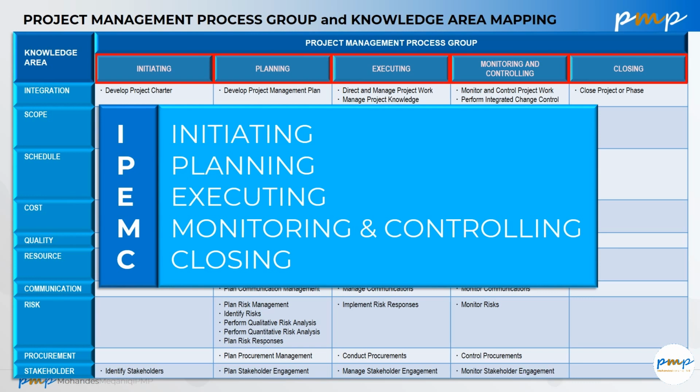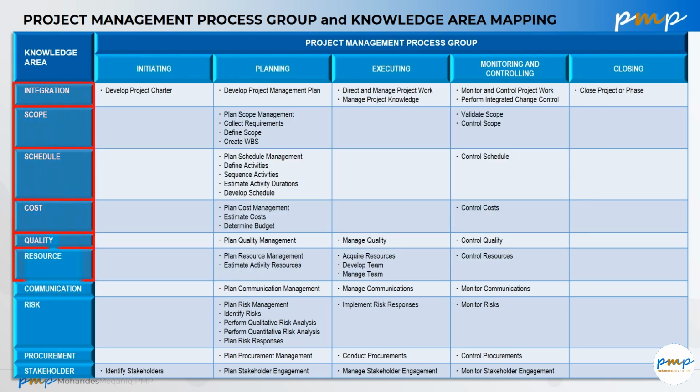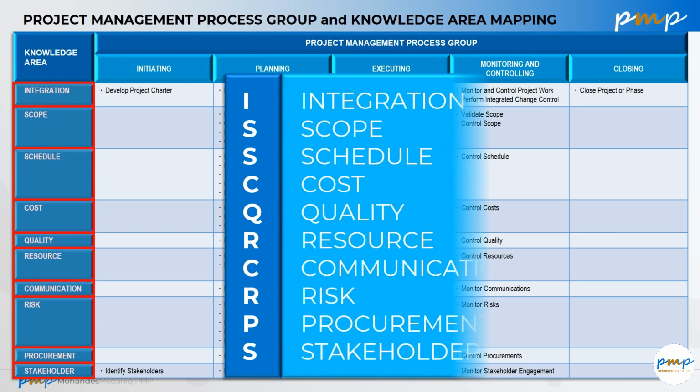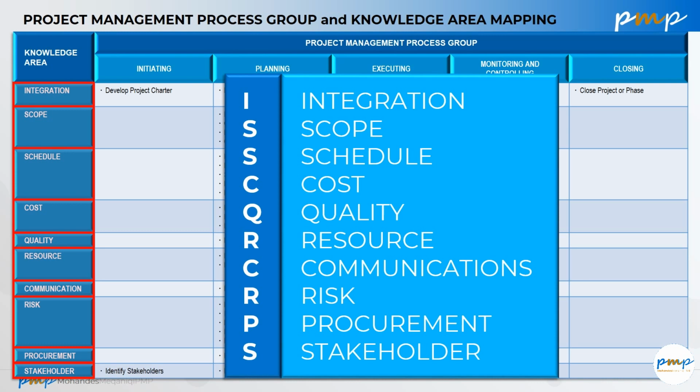Now let's move on to our 10 knowledge areas, which are across the rows of the process chart. The 10 knowledge areas are integration, scope, schedule, cost, quality, resource, communications, risk, procurement, and stakeholder. This will be represented by the letters ISSCQ, RCRPS. It should be pronounced ISSCQ, RCRPS. These are the first letters of the 10 knowledge areas, and memorizing them will make it so much easier for you to remember what the 10 knowledge areas are. Again, they are integration, scope, schedule, cost, quality, resource, communications, risk, procurement, and stakeholder.